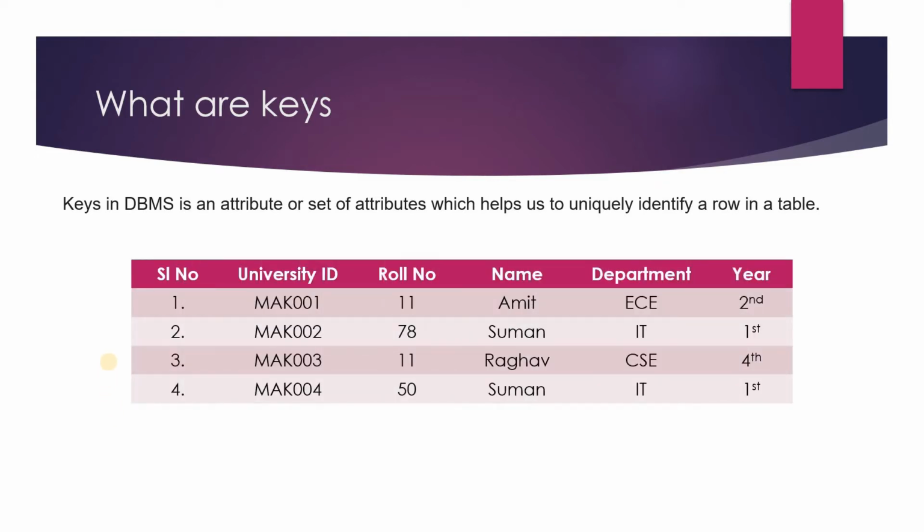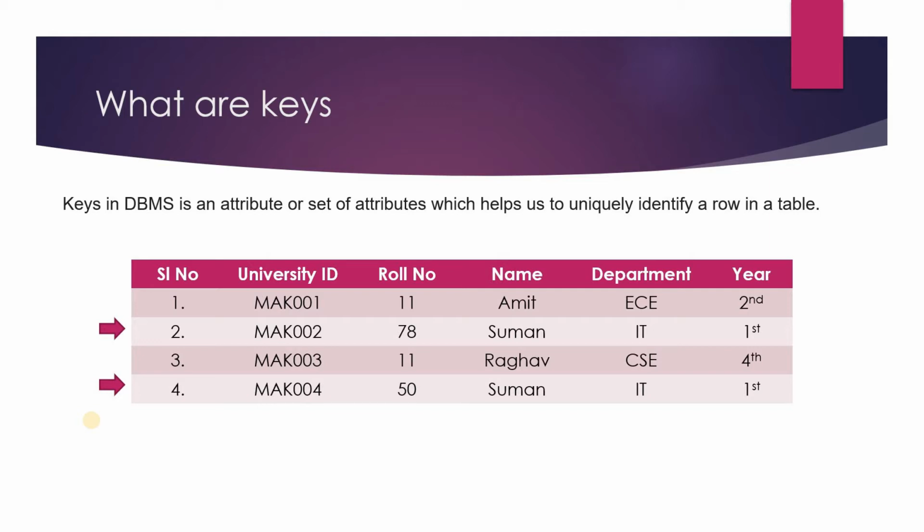So to understand this, let's take a look at a table. Here we have the data of some college students. We have the university ID, roll number, name, department and year. So if you look closely, you can see that two students have the same name and they are from the same department and year. So there are two Sumans. So if I ask you to call Suman, whom will you call?